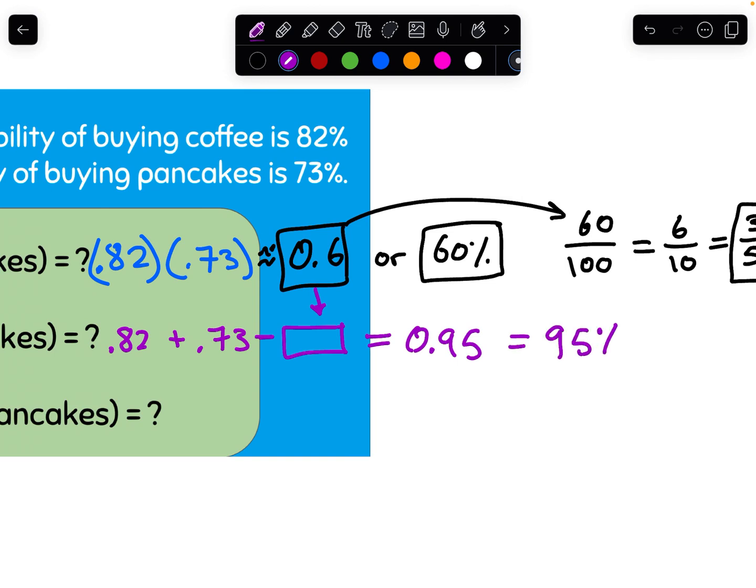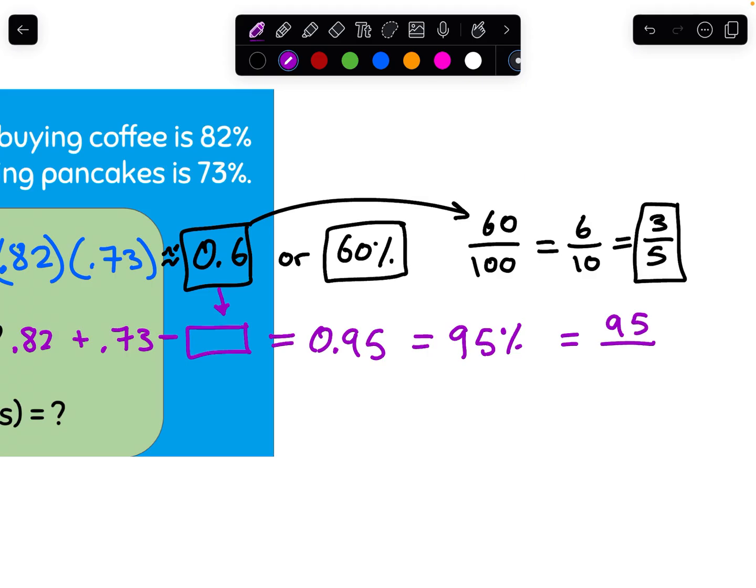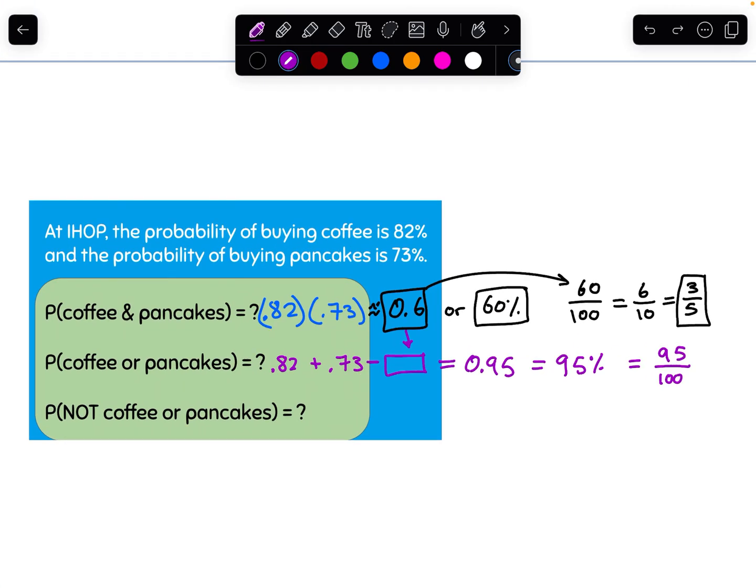Again, you could write this as a percentage, or you could put this over 100. And that can also be simplified. Divide top and bottom by 5. I don't want to do that right now, but pretend we did.